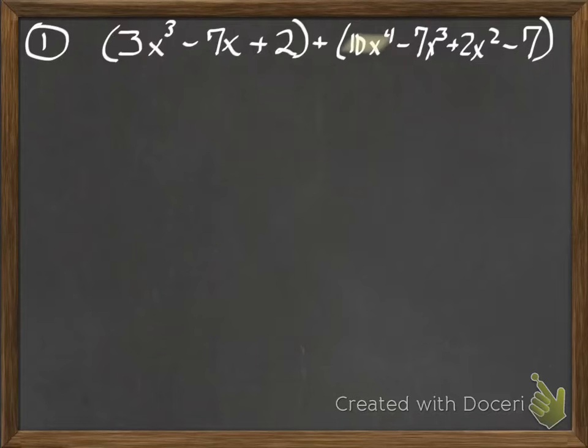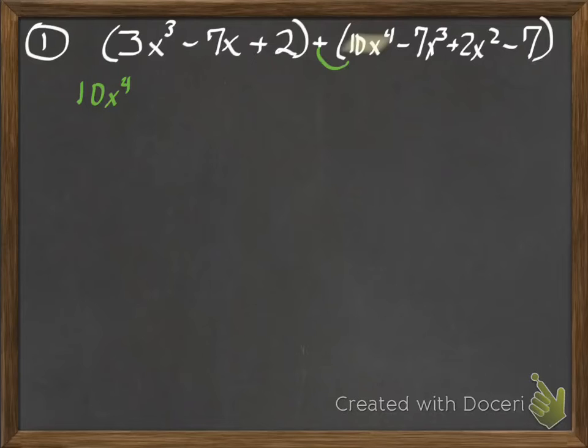So we have the x to the fourth. Is there anything else as an x to the fourth? No. So I am going to be adding that, so that's going to be a positive 10x to the fourth. You go in order from greatest to least exponent. So you start with the largest exponent and then go down from there.